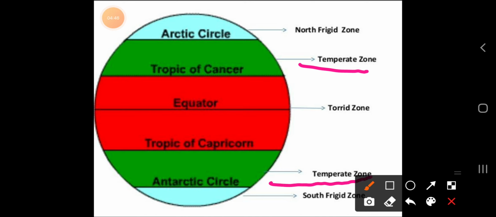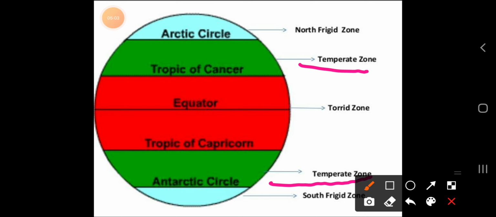Then the third zone, that is the frigid zone, the areas lying between the Arctic Circle and the North Pole in the northern hemisphere and the Antarctic Circle and the South Pole in the southern hemisphere, that are very cold, and that is why these areas are called a frigid zone.